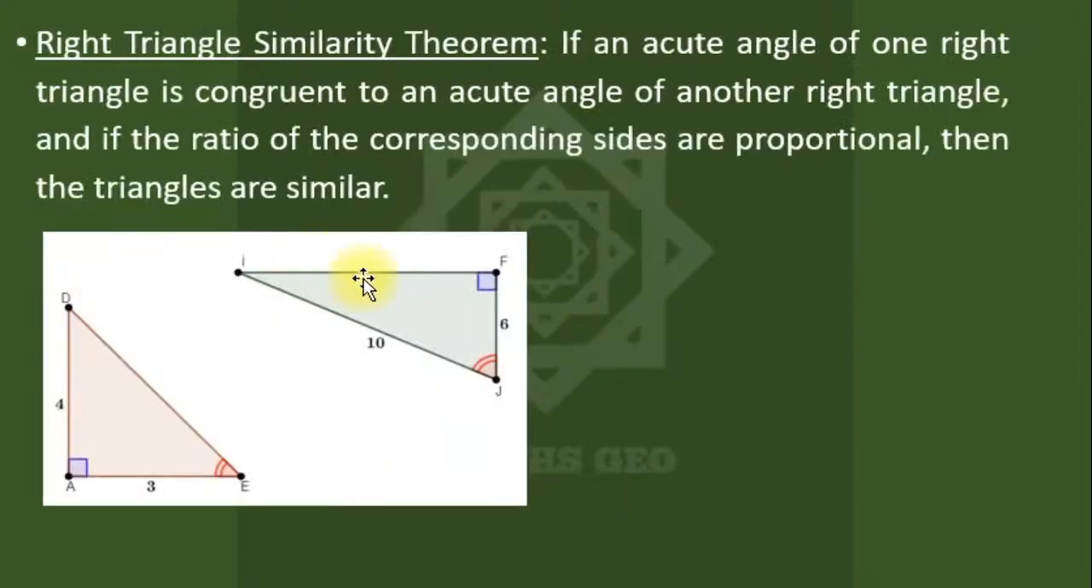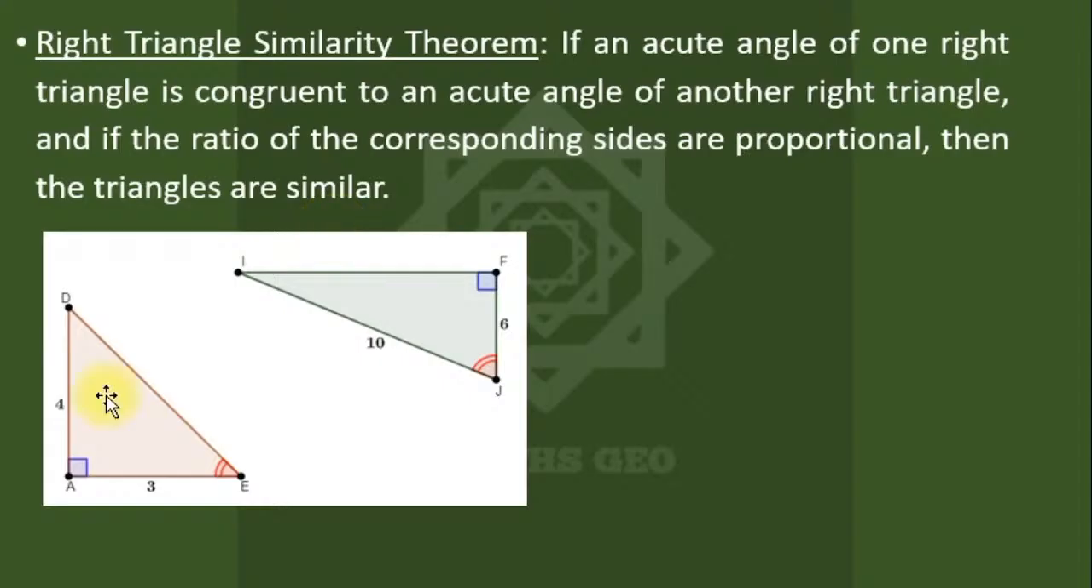So right triangle similarity theorem, that's the last one. It says if an acute angle of one right triangle is congruent to an acute angle of another triangle, so they have the same acute angle, and meanwhile they must be right triangles, and if the ratio, I told you this is always the case, so you check that one. We now check if the ratio of the corresponding sides are proportional, then they are similar.